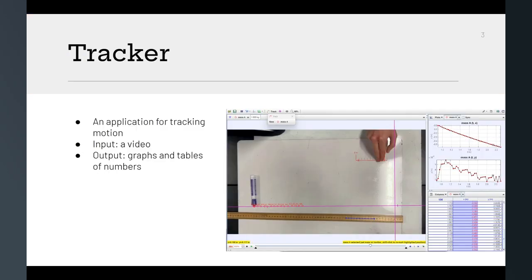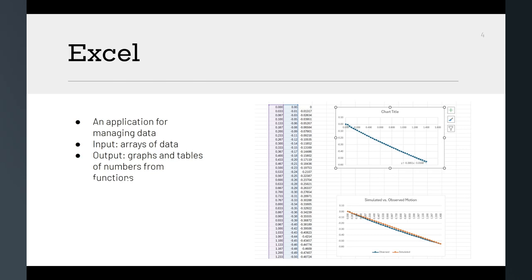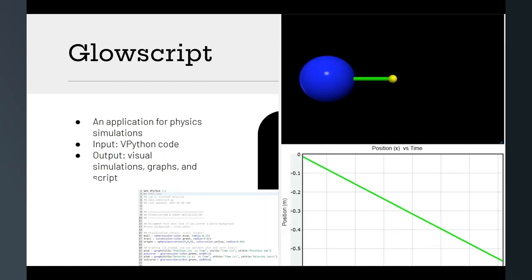I will be using Tracker to measure the position and change of velocity of the marker in the observed data. And I will be using Excel for all of my data managing and graphing. And then I'll be using GlowScript to code the physics simulation.